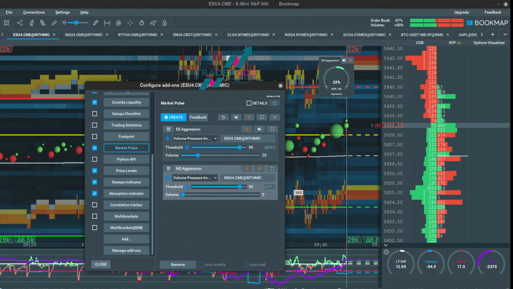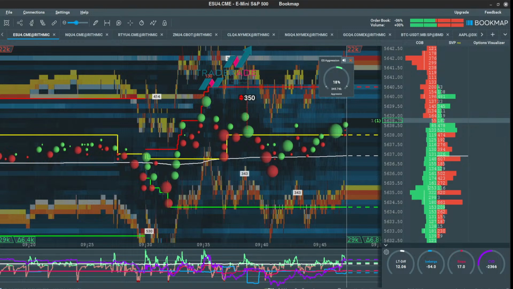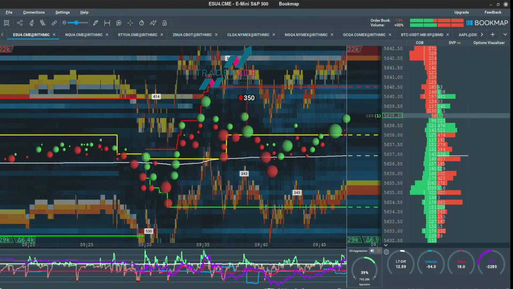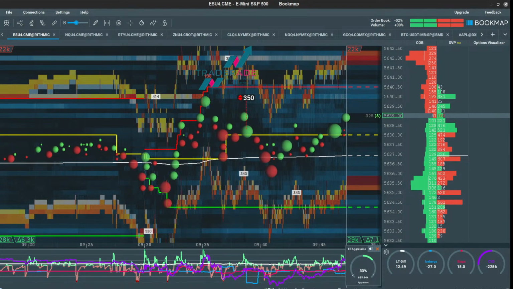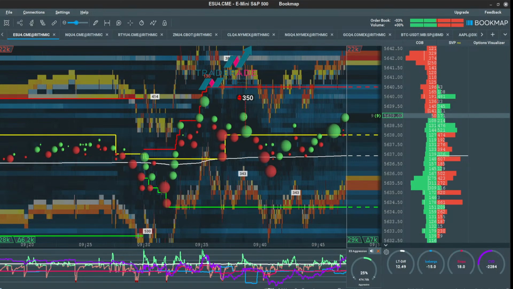So I have basically 4 lines that I'm drawing on the subchart. It's ES aggression, it's stops, it's icebergs, and it's a cumulative volume delta. I don't draw liquidity differential on the subchart, but I do have it on that radial display.